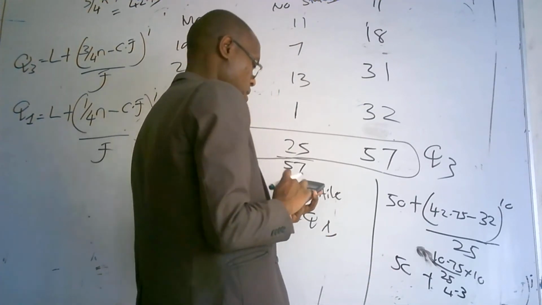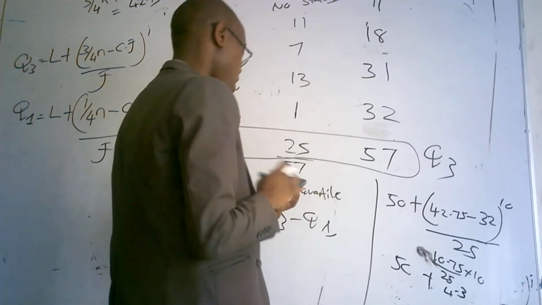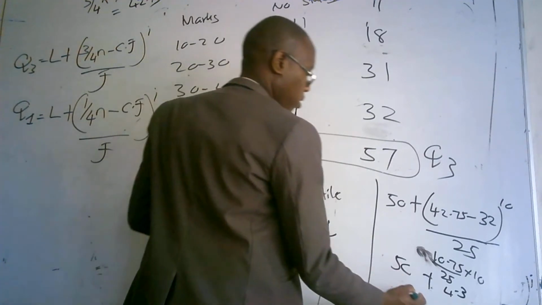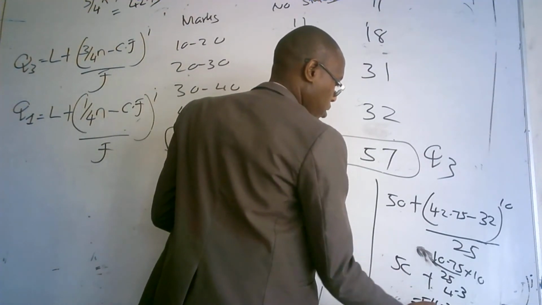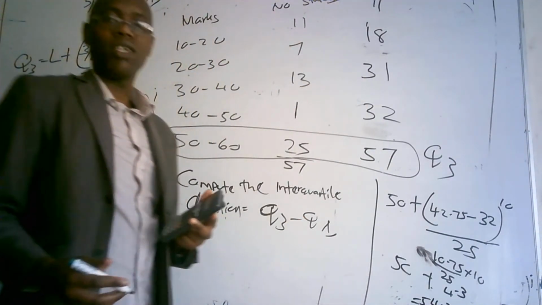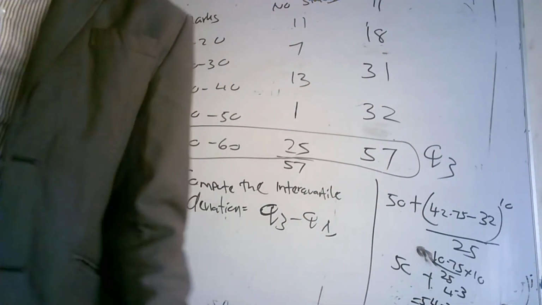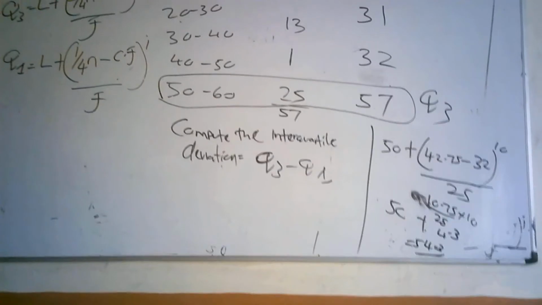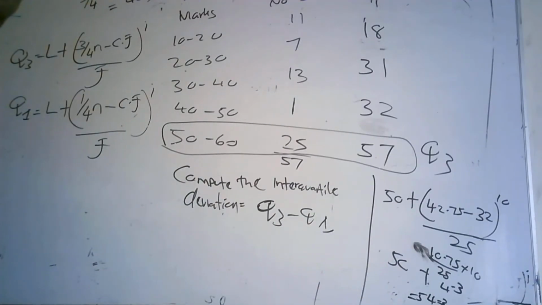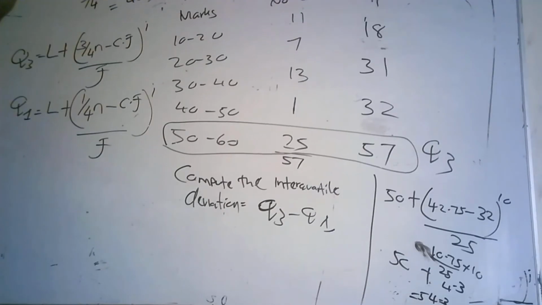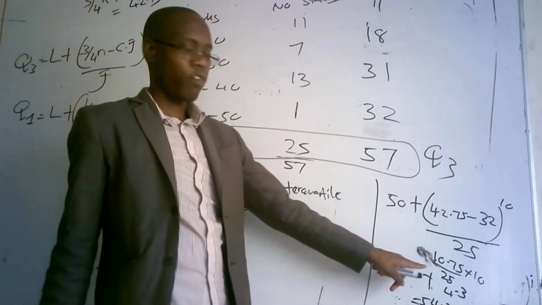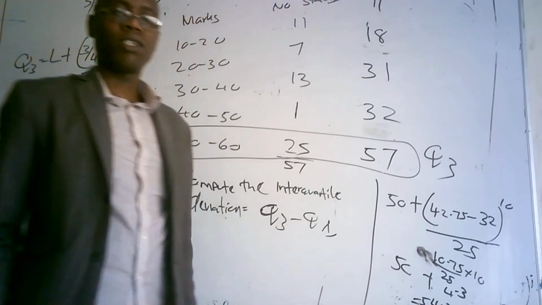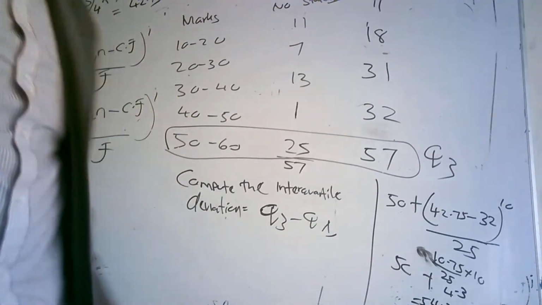So if you add that to 50, you are going to get 54.3. So you have your answer to be 54.3. So that is your Q3 class, 54.3, and that's how you get it. 54.3 as illustrated there. So 54.3, yeah, that will be your answer.